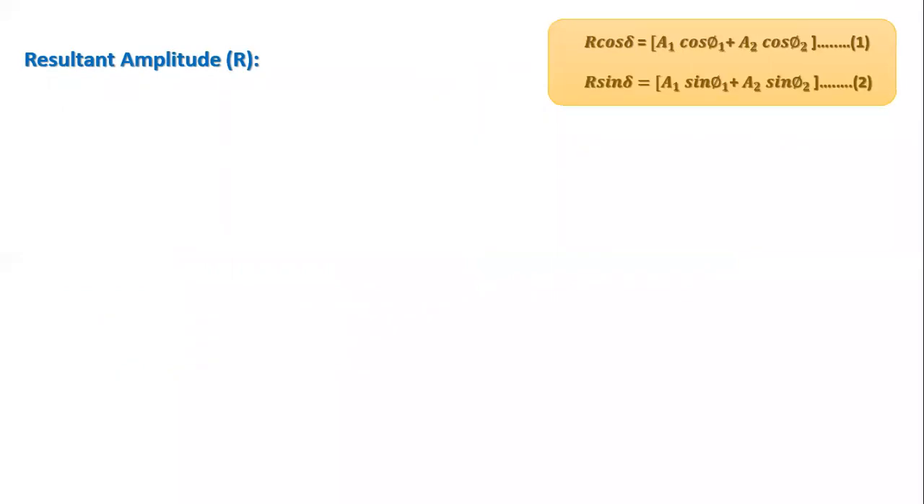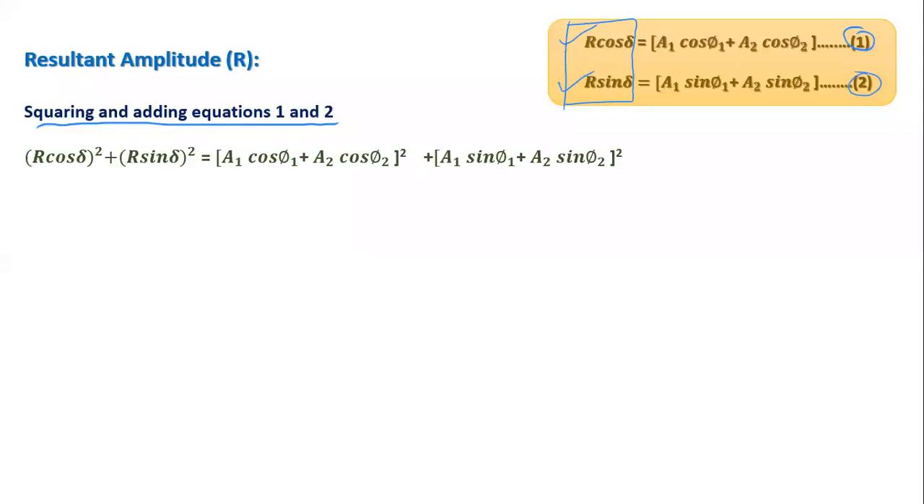Now we have these two equations, equation 1 and equation 2. These two equations we already saw on the previous page. Now here we can do some mathematical operation, and it is squaring and adding equations 1 and 2. If we square and add, then what do we get? On one side, we consider this side first. We get R square cos square delta plus R square sin square delta. So this is the left hand side.